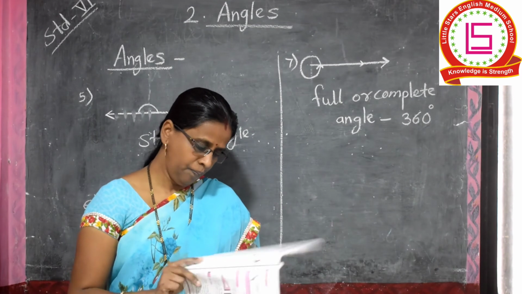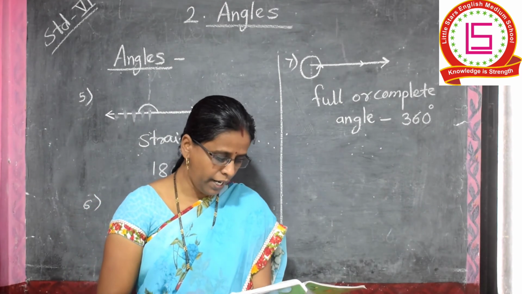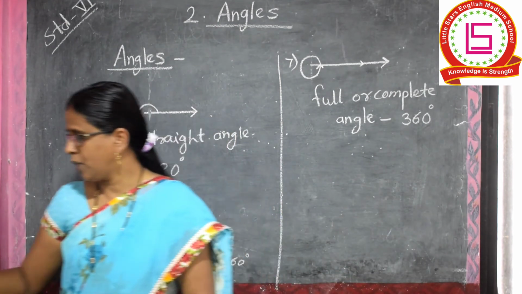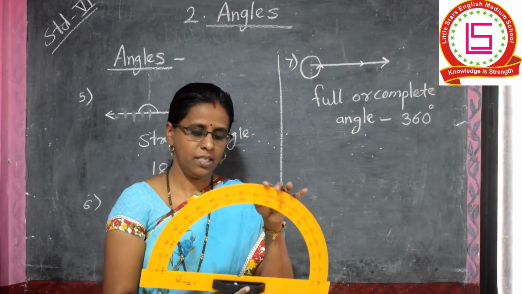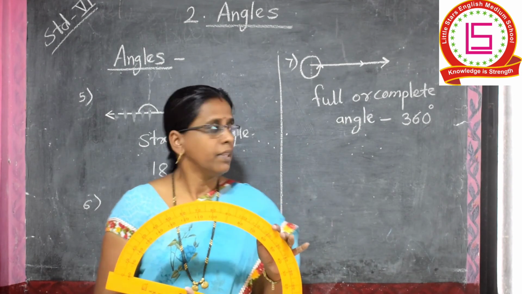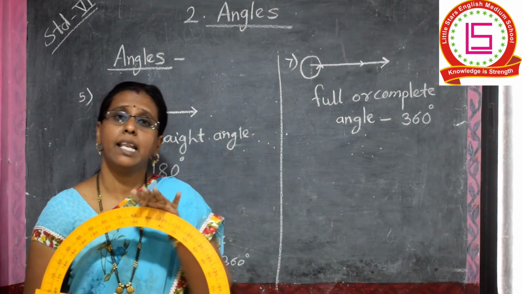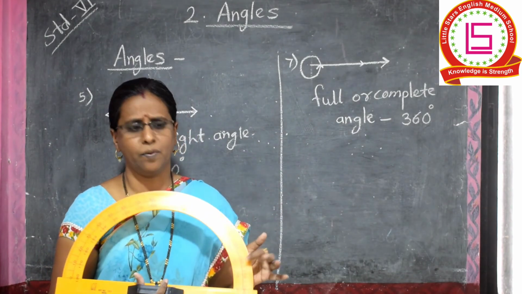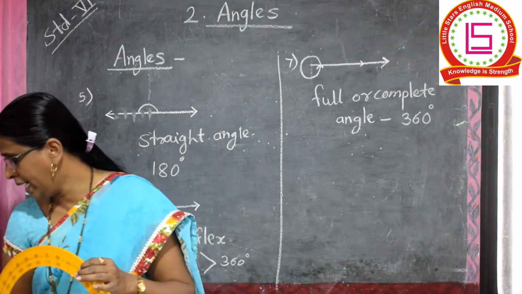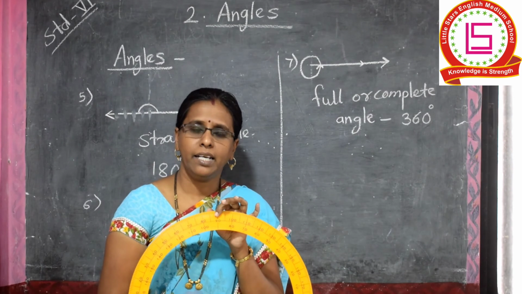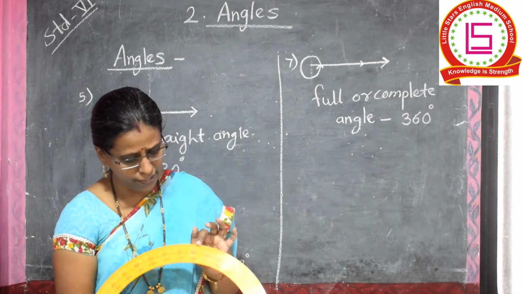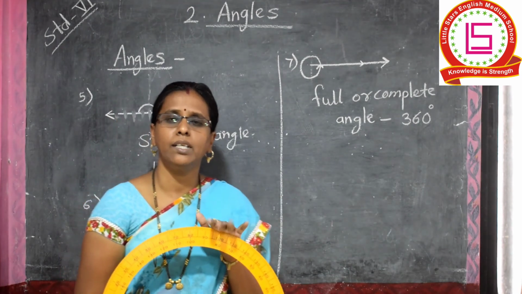And the fourth question, use a protractor to draw an acute angle, a right angle and an obtuse angle. Using the protractor, you know the protractor. See, this is the protractor. Using this protractor, you have to draw the acute angle. Acute angle means less than 90 degrees. You have to choose any measure below 90 degrees and draw an acute angle. And next, right angle. Taking the measure of 90 degrees, you have to draw a right angle. And for the obtuse angle, you have to take any measure greater than 90 degrees and draw it.